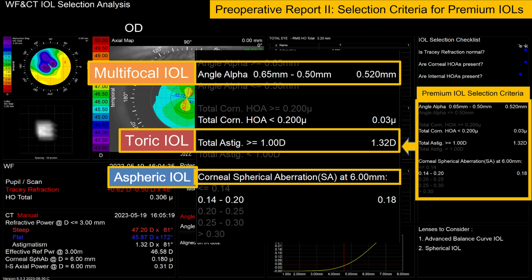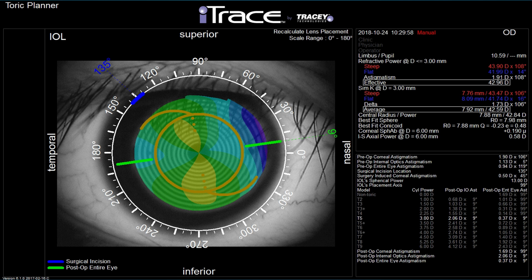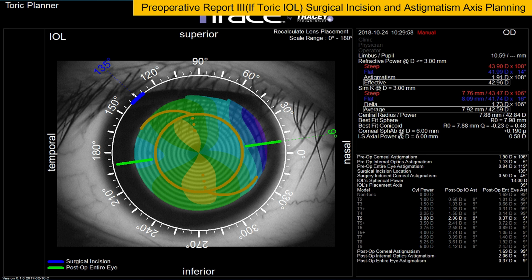For multifocal IOLs, the key metric is the alpha angle. For toric IOLs, the key metric is corneal astigmatism. For aspheric IOLs, the key metric is the corneal 6 mm spherical aberration, as shown in the report. Additional preoperative report for toric IOLs, if applicable. For toric IOLs, there is an additional preoperative report. This report includes not only the toric IOL positioning analysis but also serves as a feature-rich simulator.